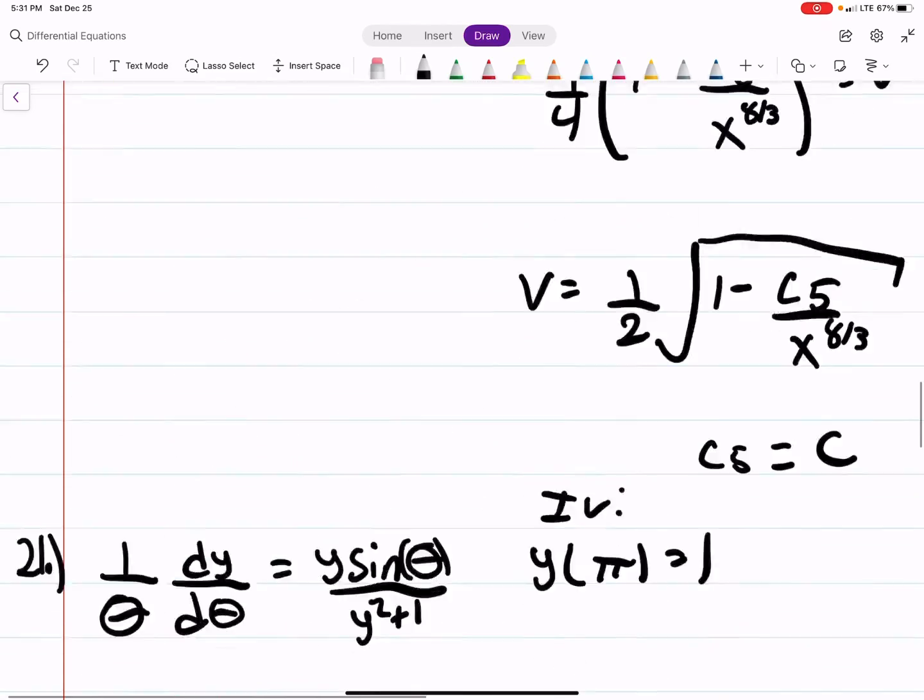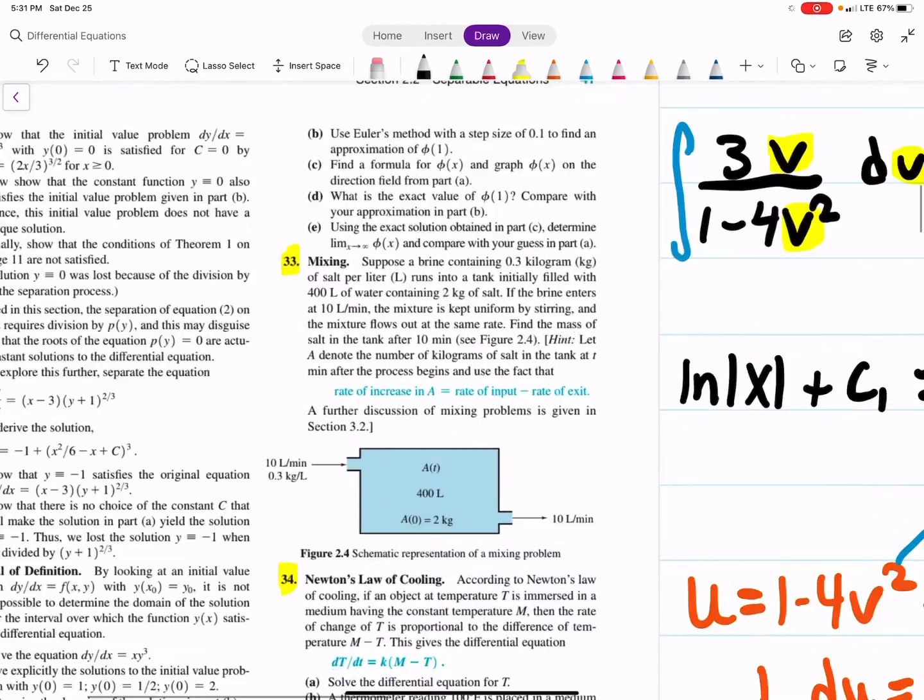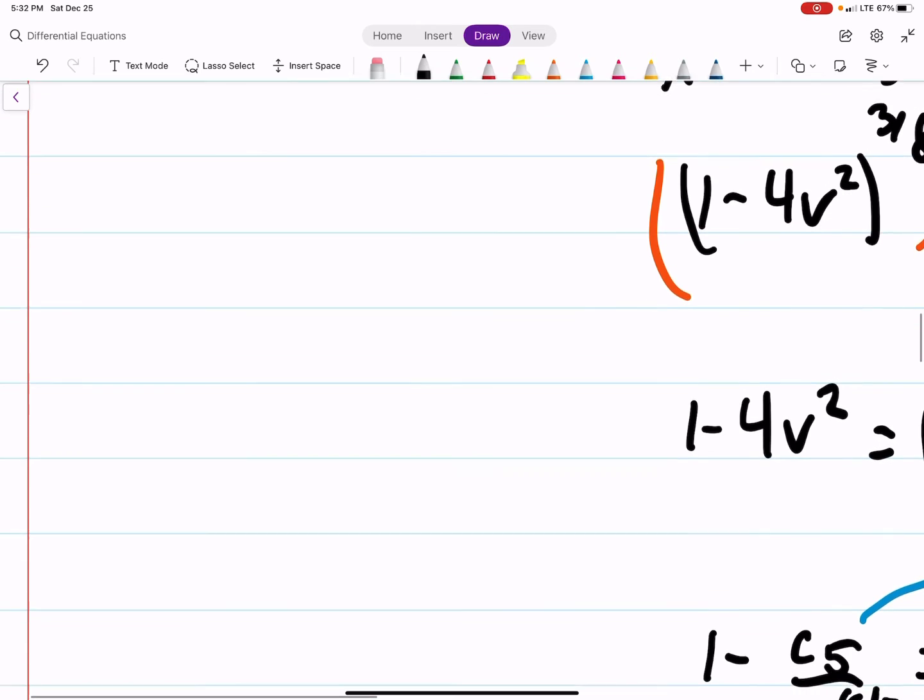Number 33 is the tank question. That's one that a lot of people struggle with. I think I've actually done this problem before. And essentially what we have is this saltwater mix, and we have 0.3 kilograms of salt per liter that's running into a tank filled with 400 liters of water, which contains 2 kilograms of salt. And we have the rate that it enters, and we want to find the mass of the salt in the tank after 10 minutes.